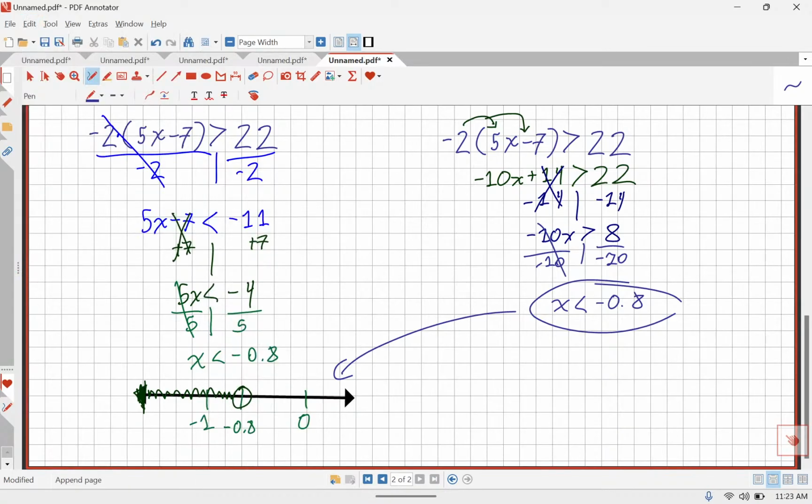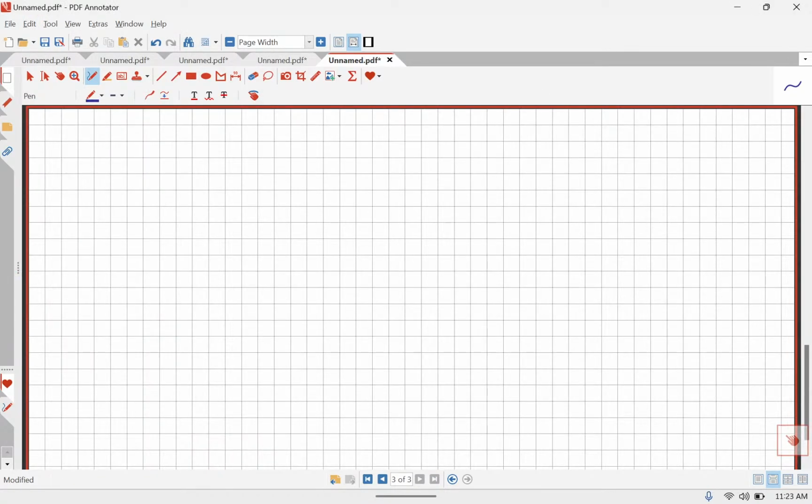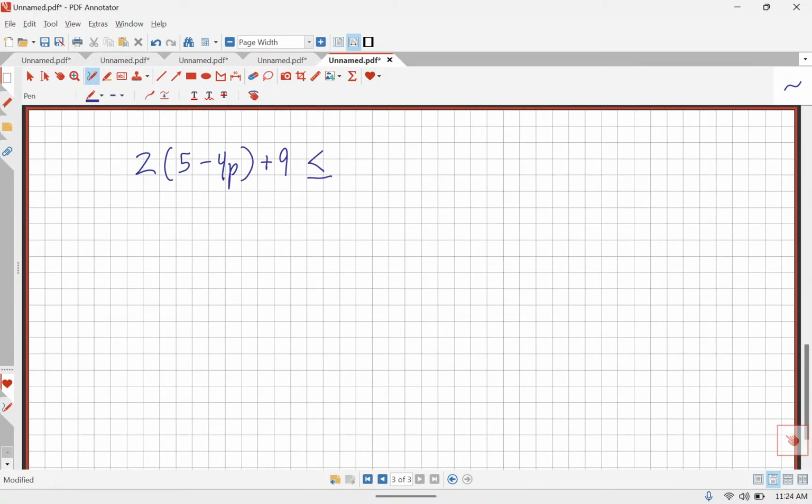Got a pencil? Okay, here we go. 2 open parentheses 5 minus 4p plus 9 is less than or equal to negative 19. That's your first lunchers. Go ahead, guys. How would you handle something like that? Give it a try and teach.